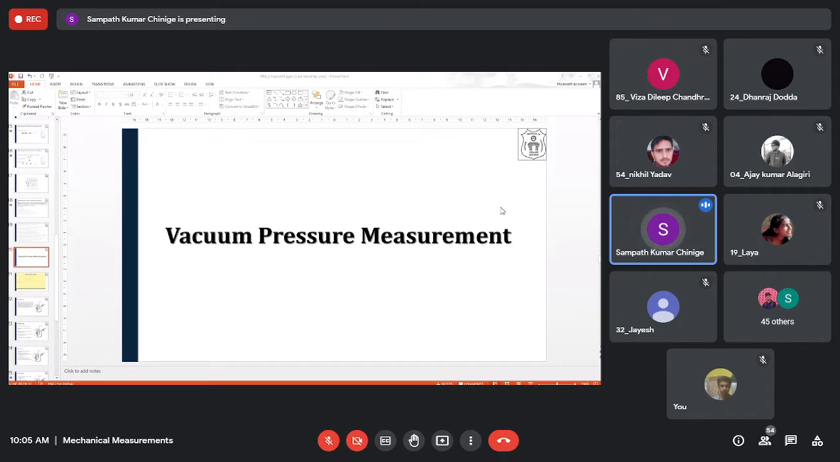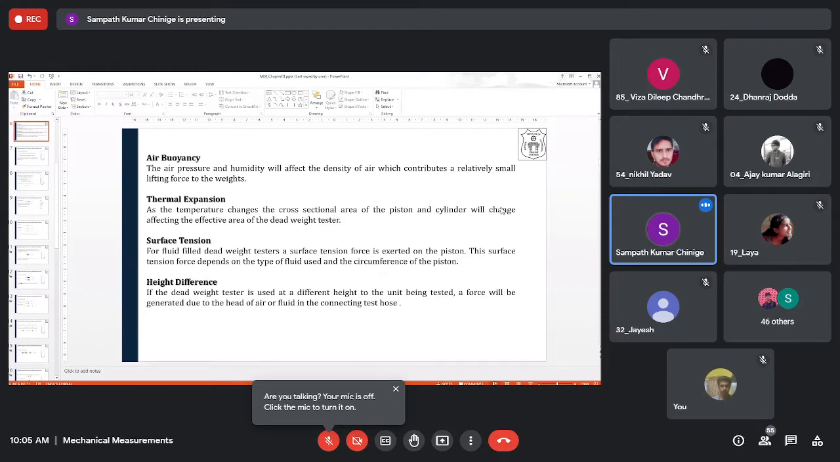And then we have air buoyancy, which is basically a buoyancy force. The air pressure and humidity always affect the density of air, which gives an error in the lifting force. So gravity and buoyancy are the two important factors which have to be taken care of. Surface tension forces are another important thing. Thermal expansion, as I already discussed, will have its own effect.